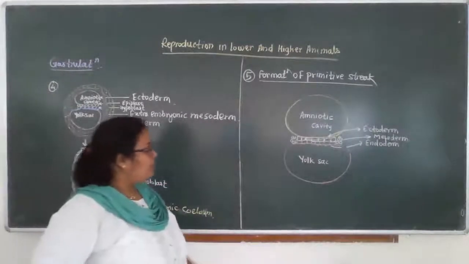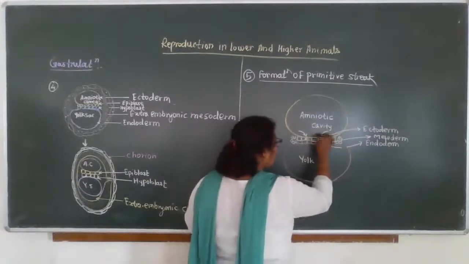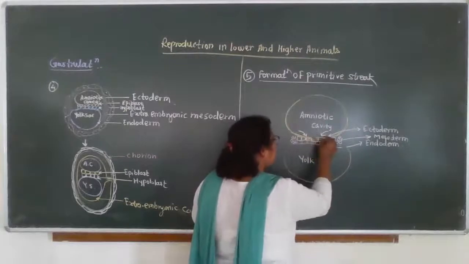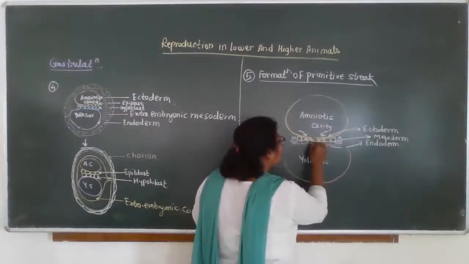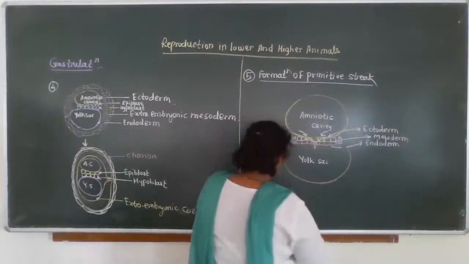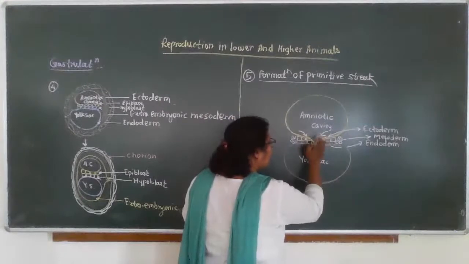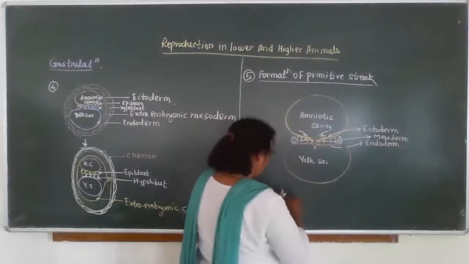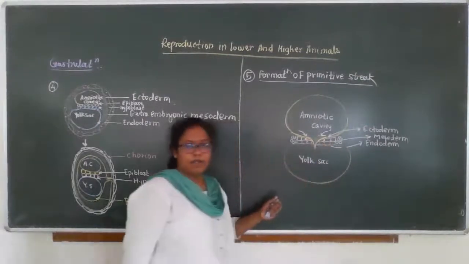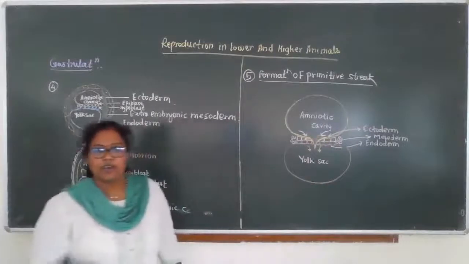Now how does the primitive streak get formed? A slight inversion occurs in this region, an inward pull. A notch appears at this side, and it starts to go deeper and deeper from all sides. So it encloses the endoderm, mesoderm, and from here the ectoderm also. This slight inversion goes deeper and deeper and forms a structure called the primitive streak.